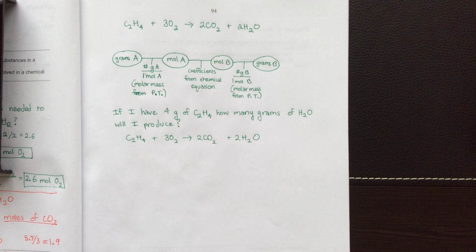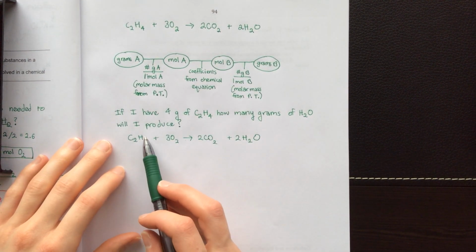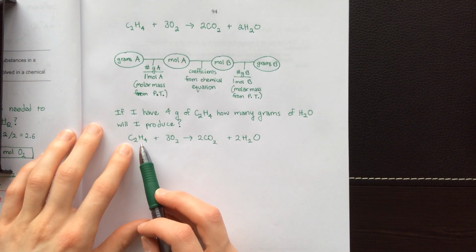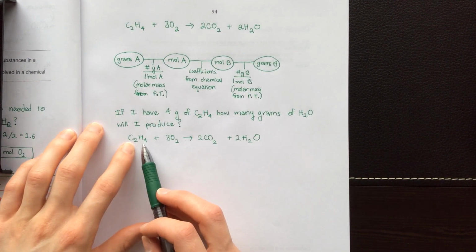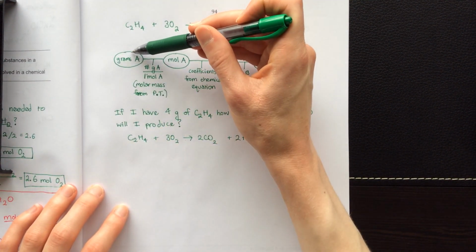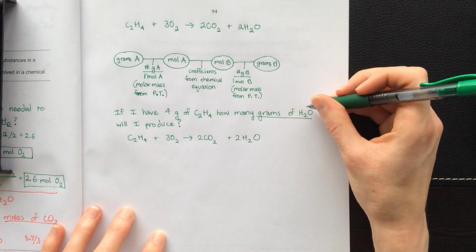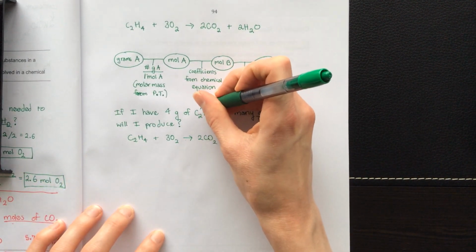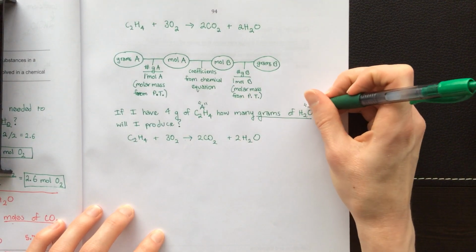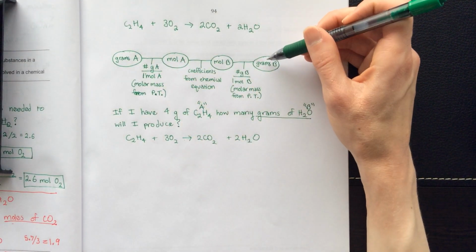Okay, so what this problem is telling us is that I have 4 grams of C2H4. So in this problem, C2H4 is A. I'm starting at grams of A, and it's asking me for grams of H2O. So H2O is going to be B. I'm going to label that as A, H2O is B. So I'm trying to get from grams of A to grams of B.